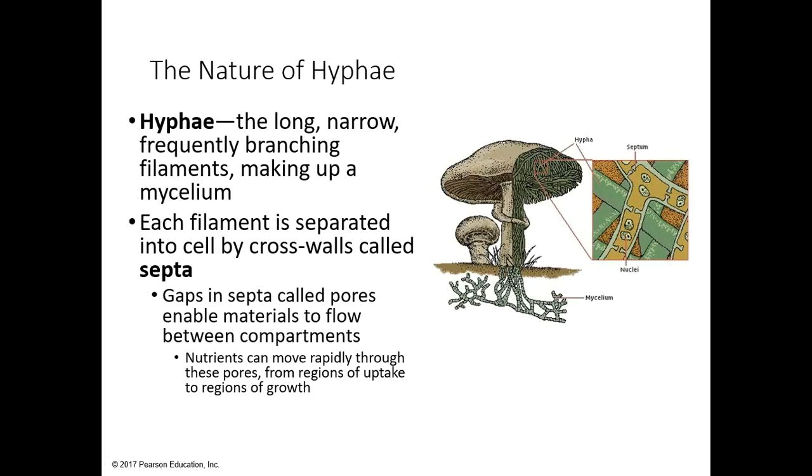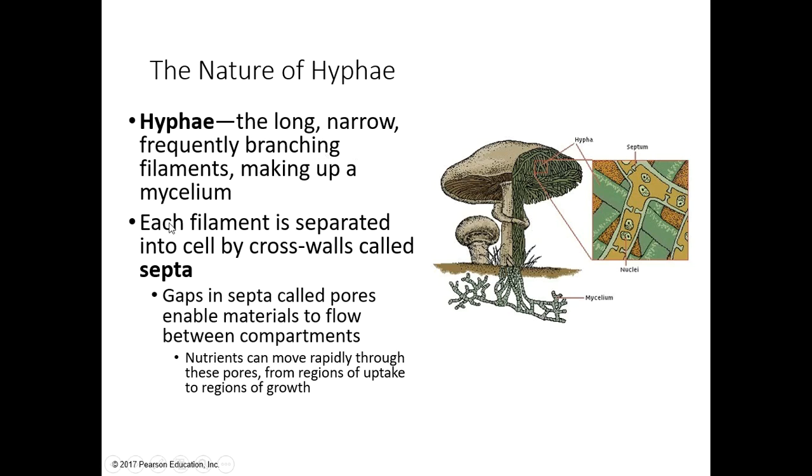So if we look at the nature of hyphae, okay, so these are the long, narrow, frequently branching filaments that actually make up the mycelium. So there's the hyphae in there, okay? And if we look kind of inside of these hyphae, you can see that they may just have one haploid nucleus, so here's one nucleus, or they can have multiple nuclei in them, or be heterokaryotic, right? Most of them are going to have two nuclei in them.